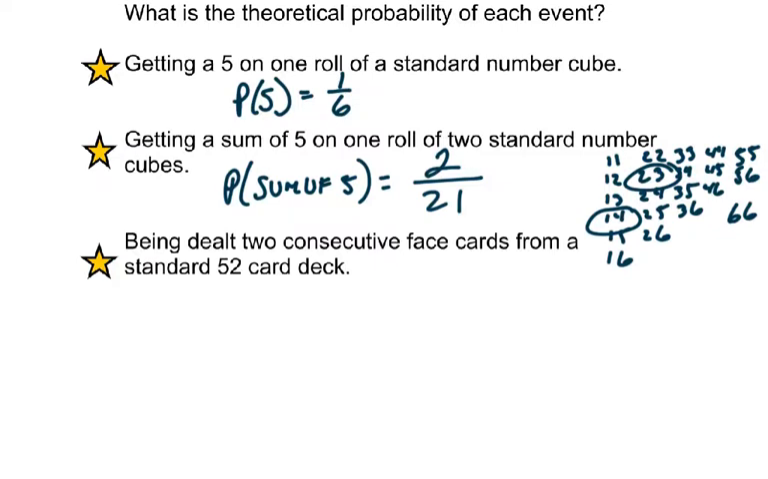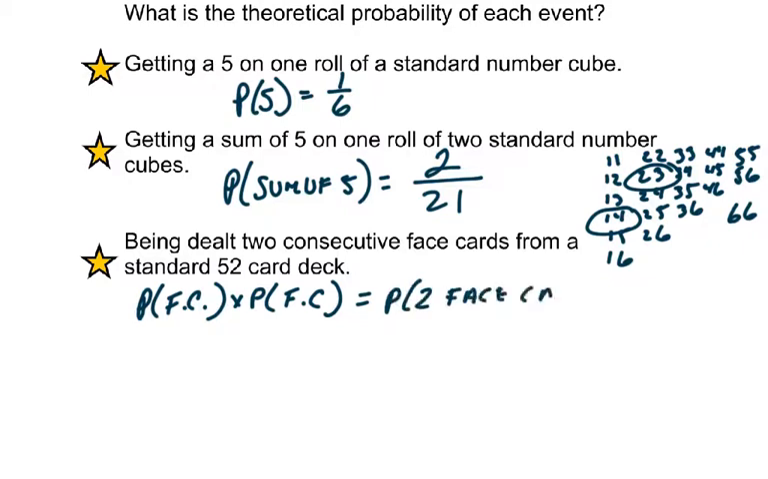Being dealt 2 consecutive face cards from a standard deck. So that's going to be the probability of a face card on the first draw times the probability of a face card on the second draw, which will equal the probability of 2 face cards. So what is the probability of a face card on the first draw? Well, there are 52 cards. There's a jack, queen, and king in each suit, and there are 4 suits, so 12 of them are face cards. So that would be your probability, 12 out of 52 for the first card.